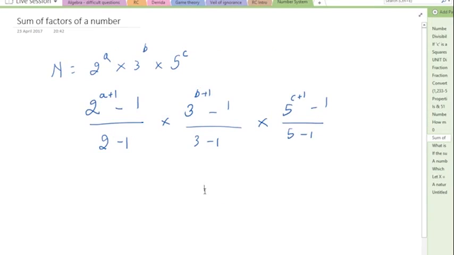Let's go through this one also. That was about the number of factors that a number has. What about the sum of factors of a number? And when we say sum of factors, we mean something like this.